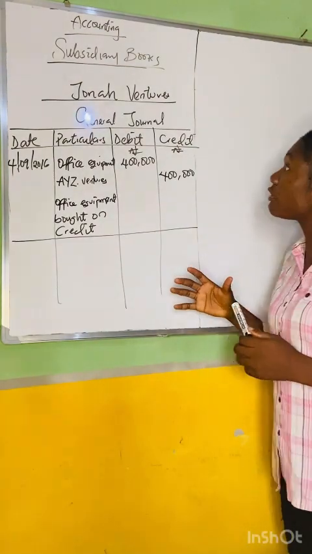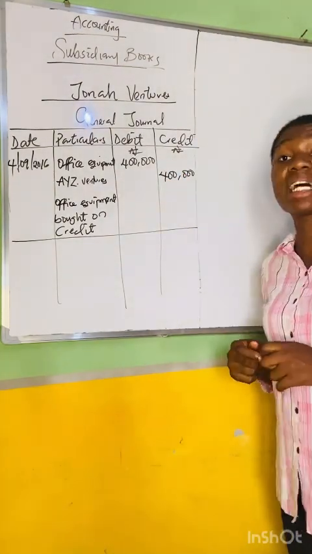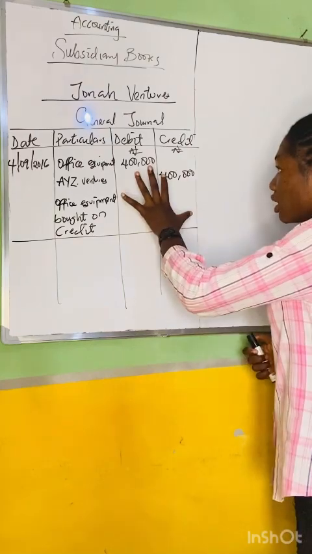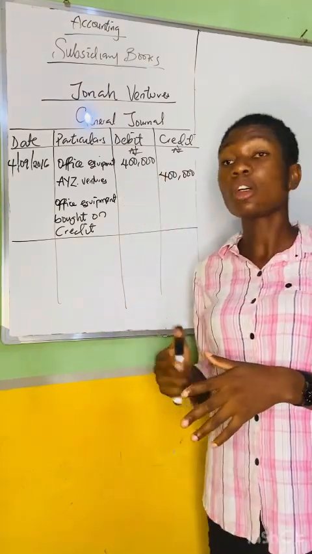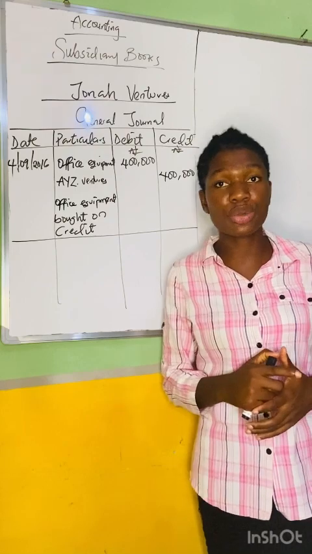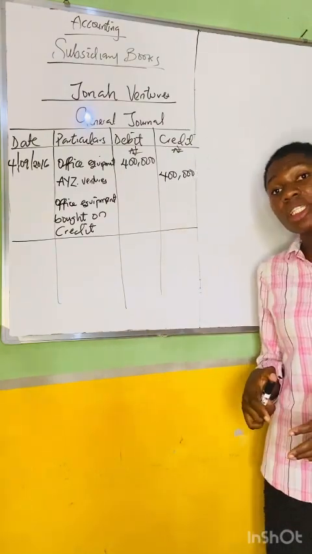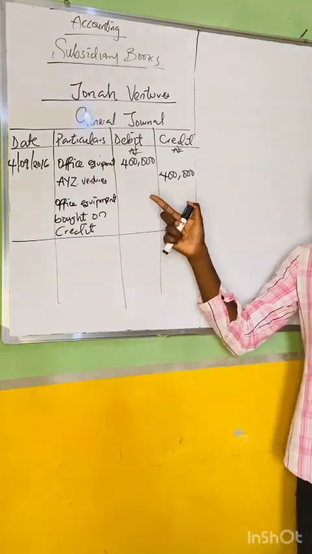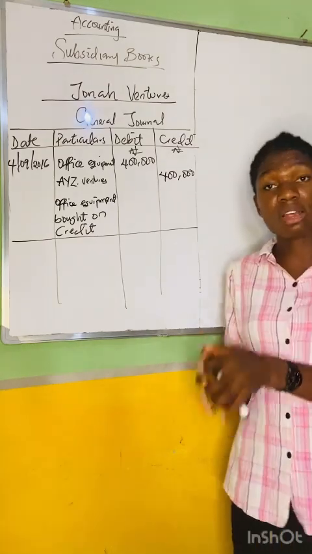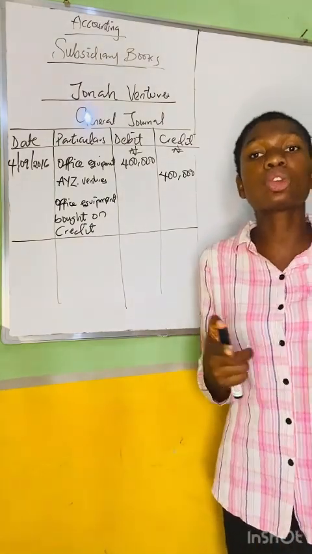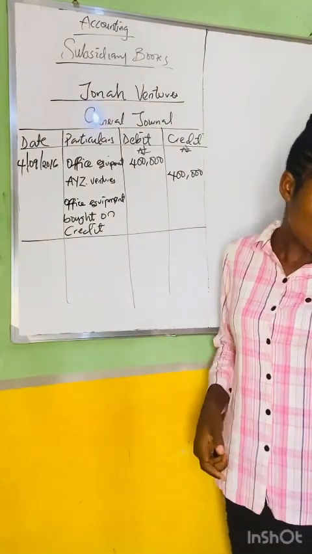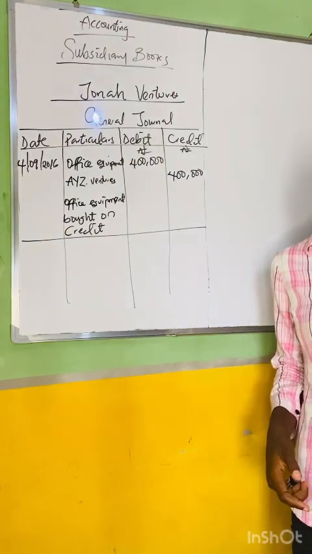Alright, so I've been able to show you how we can use a general journal in recording for asset that was bought on credit. The next example I'm going to be taking is how we can still use this same general journal to make transfers from one account to another. Okay, we'll be taking an example very quickly.